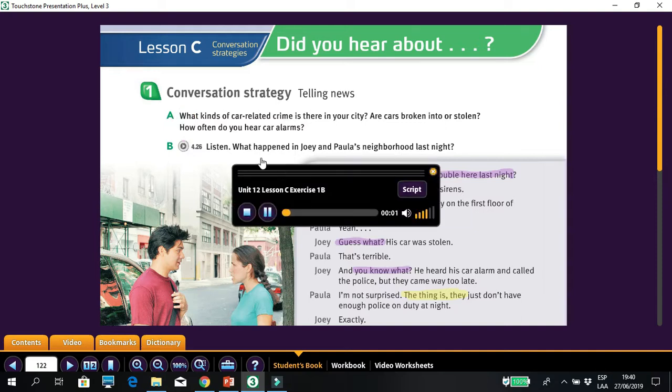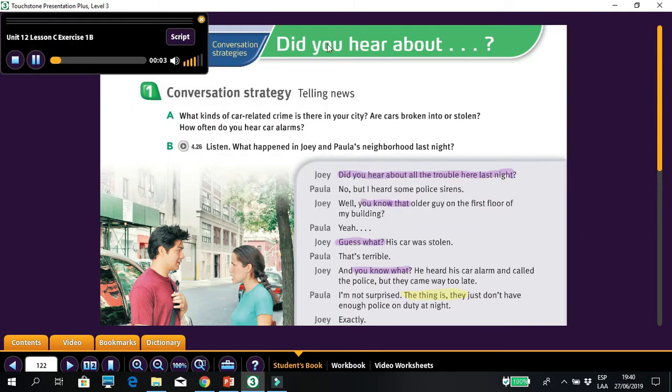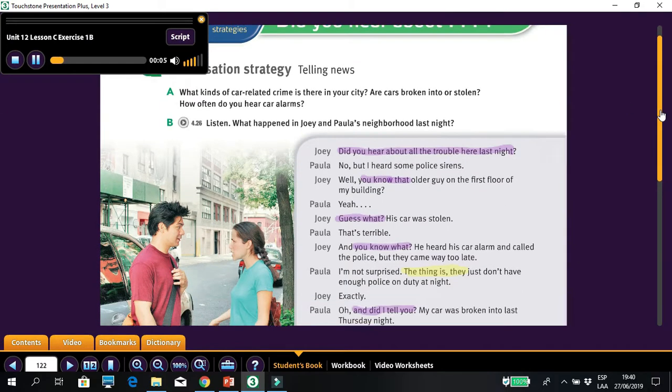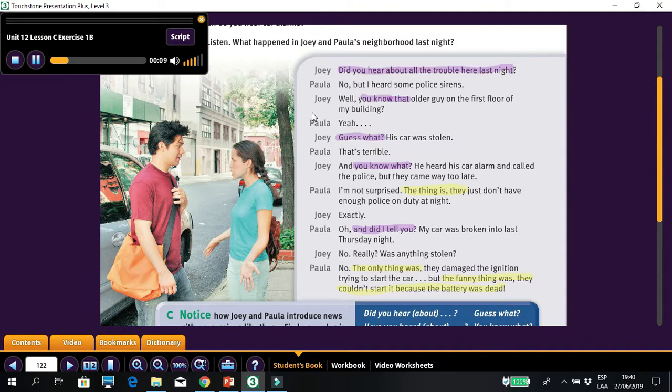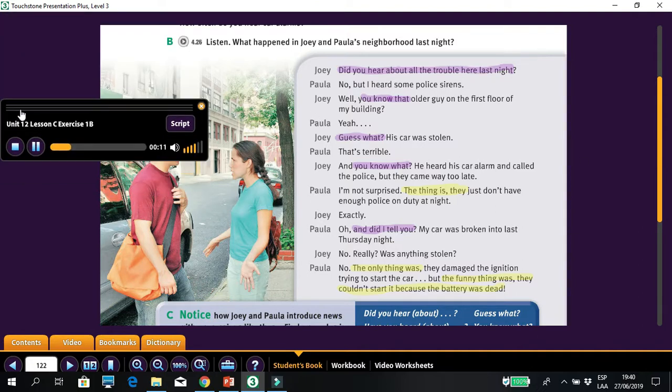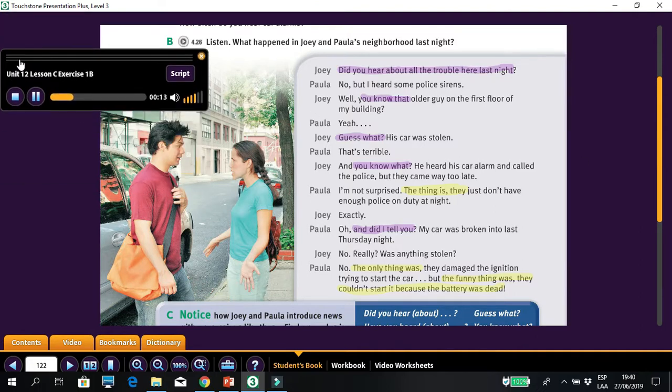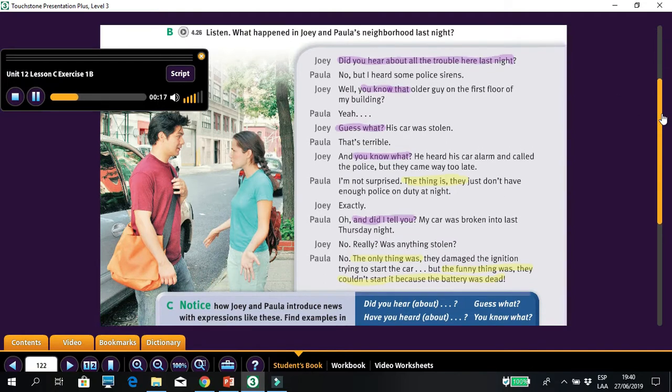Page 122. Lesson C. Did you hear about...? Conversation strategy. Telling news. B. Listen. What happened in Joey and Paula's neighborhood last night?